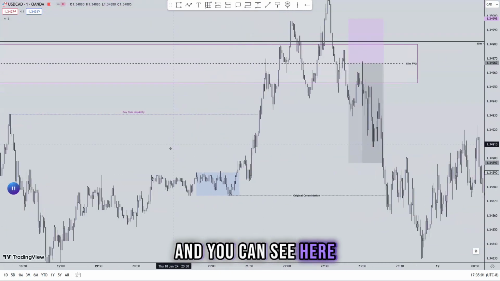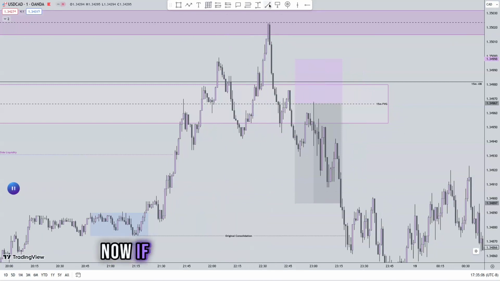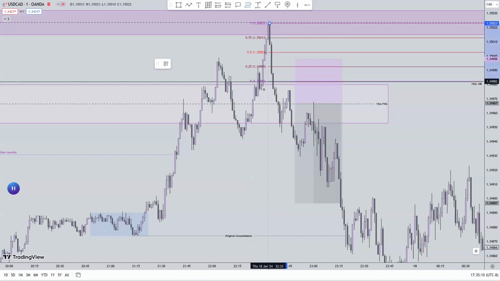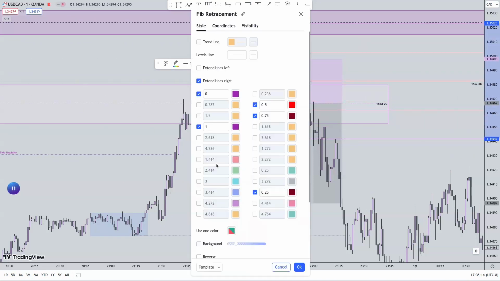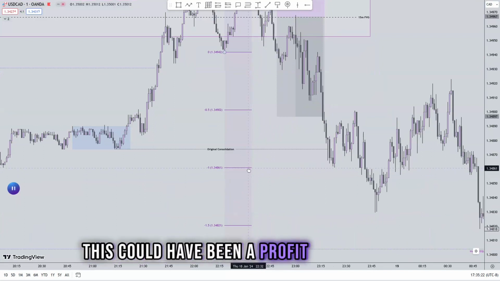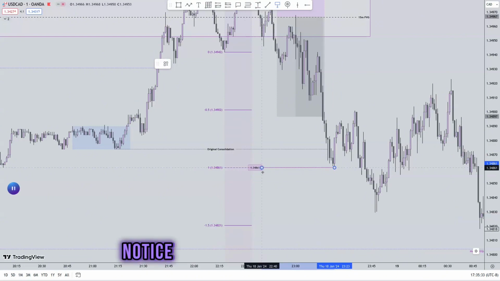And you can see here's the original consolidation. Now, if we drew a manipulation leg as well from the smart money reversal to the low, this could have been a profit target as well. Now, let's see. Let's use the price now right here. Notice how those line up together.